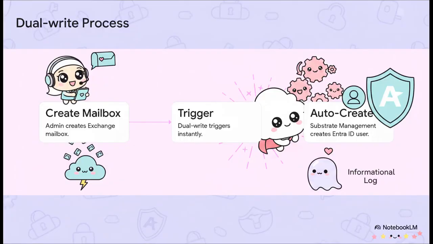Here's how it actually plays out behind the scenes in real time. Say an admin provisions a new mailbox or tweaks some permissions. Naturally, they want that data synced right away so the employee can actually get to work. So step 1, the admin acts. Step 2, DualWrite triggers instantly. And then step 3, this unseen hero, the Microsoft Substrate Management Service Principal, quietly steps in and works on the admin's behalf to instantly sync that exact data over to Entra ID. It does its job flawlessly, and the only trace it leaves behind is that confusing but totally harmless informational log that caused all the initial panic.